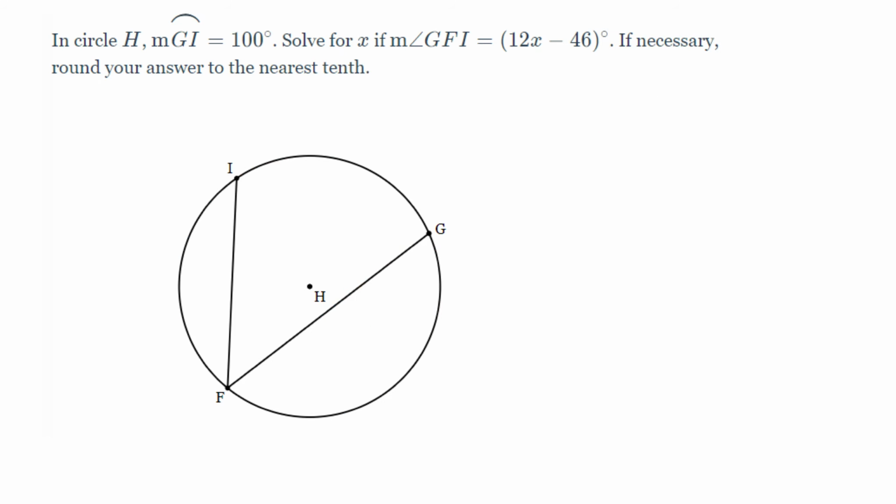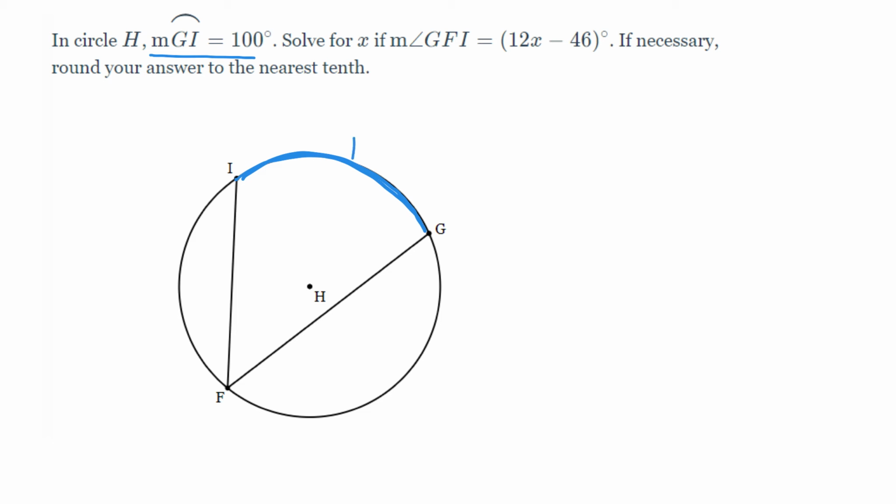So as usual, we have to work on these as algebraic expressions as well. Numbers are nice and fine and good. It's great if you understand those, but we've also got to be able to do algebra. So as we read, it says circle H, arc GI has a measure of 100 degrees. So this is 100 degrees.